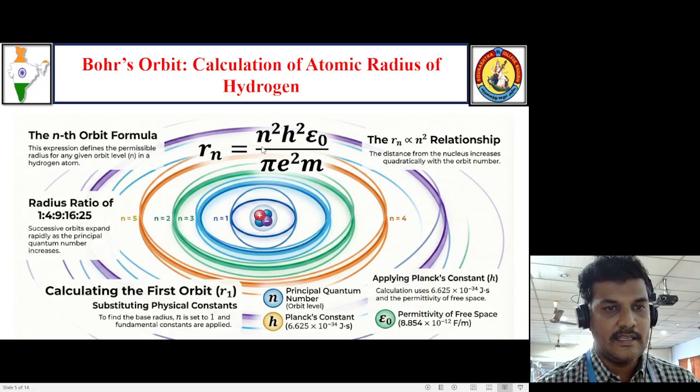Here the n value is the principal quantum number and h is Planck's constant, which has a value of 6.625 × 10^-34 joule seconds, and epsilon naught is the permittivity of free space. So here we can say the radius Rn is directly proportional to n squared. So the radius ratio is maintained as the n squared value: 1:4:9, 3 squared is 9 and 4 squared is 16, like that it will be present.